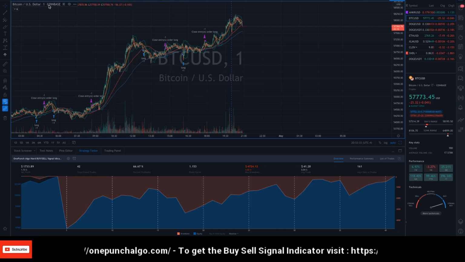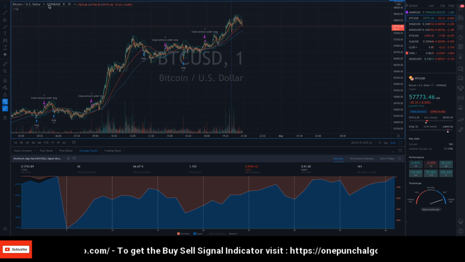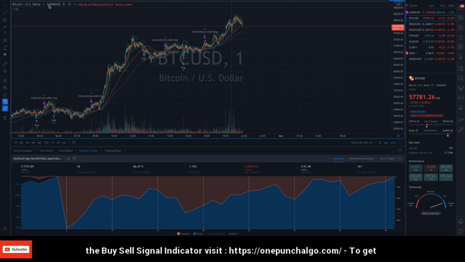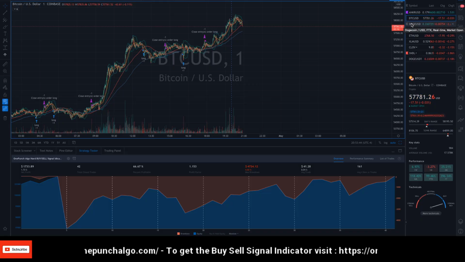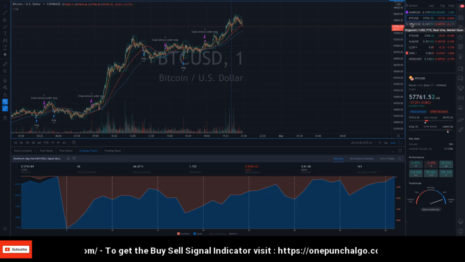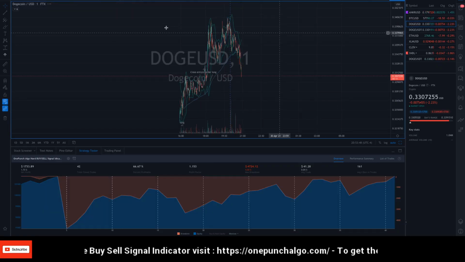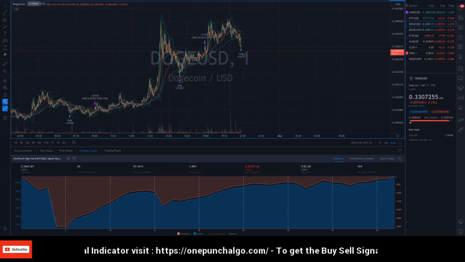This is Coinbase as the exchange. Oh, I do have to show with Bitcoin though. Different exchanges have different profit percentages because they aren't matched for some reason. I don't know why. And this one, I'm using FTX.